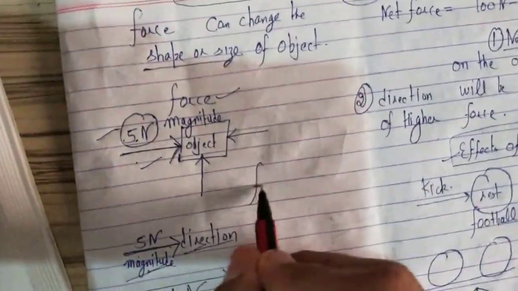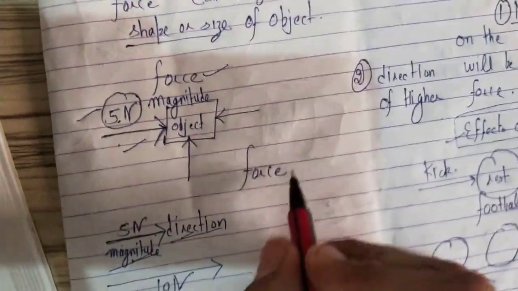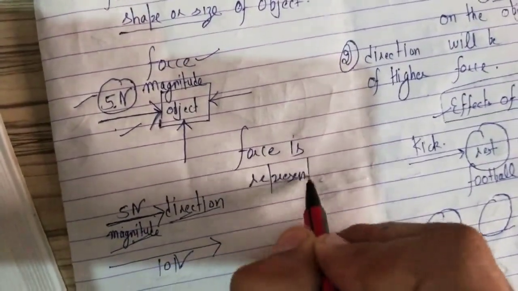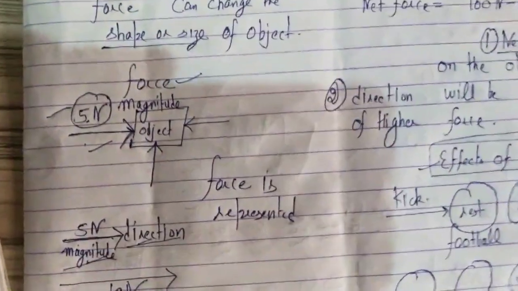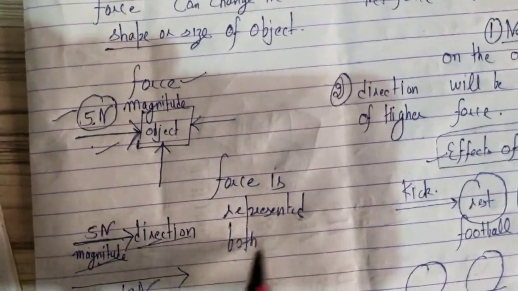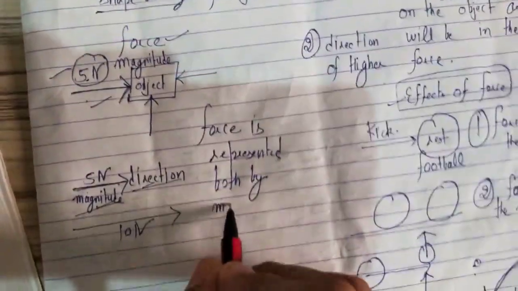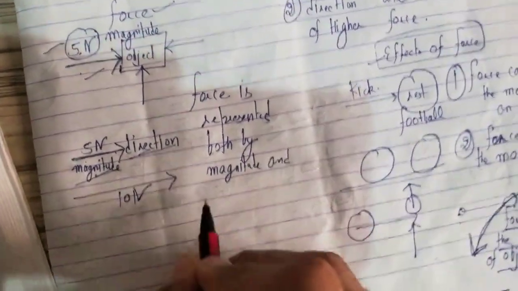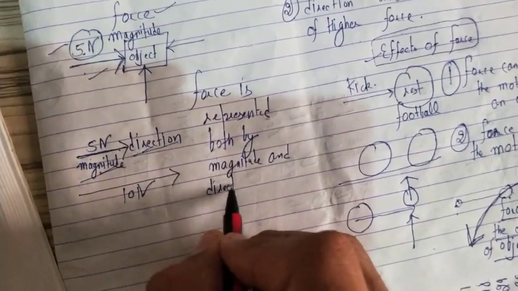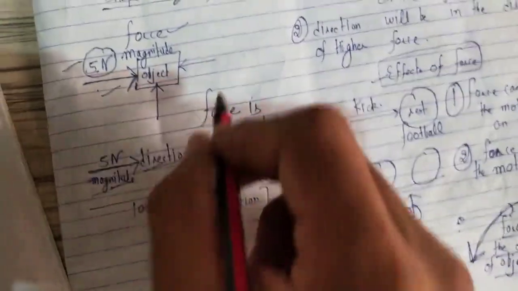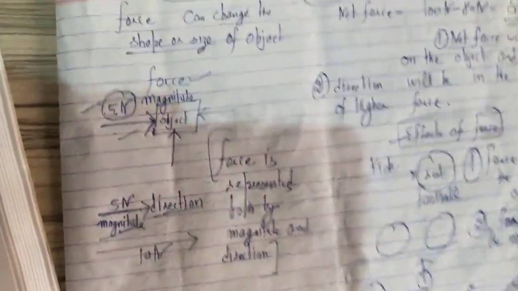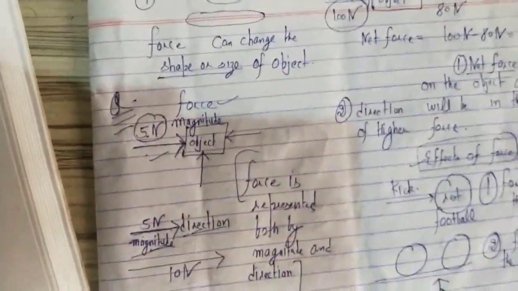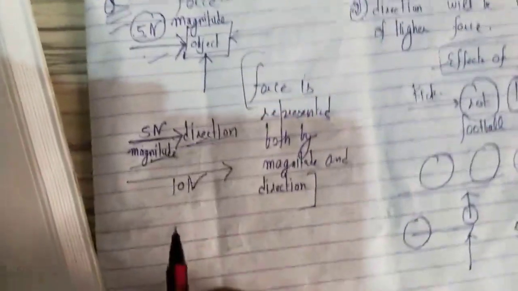The force is represented or described both by magnitude and direction, like this. So how is force represented? This is our next topic. Next topic is types of forces.